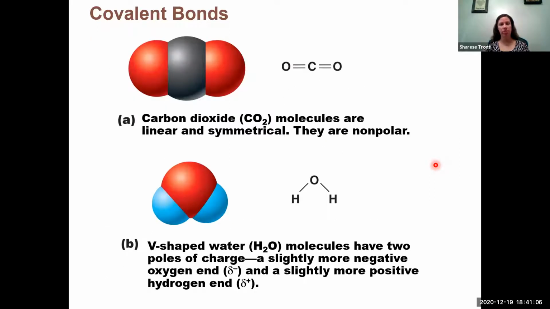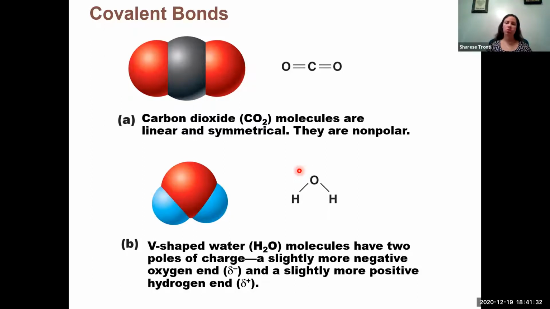Here's a couple pictures of that. So in carbon dioxide, this is a covalent bond because they're going to be sharing the electrons. Everybody shares equally. So carbon and oxygen, they share equally. So it's a non-polar covalent bond. However, in water, which has 1 oxygen and 2 hydrogens, the oxygen hogs those electrons. It's better at keeping the electrons for itself.